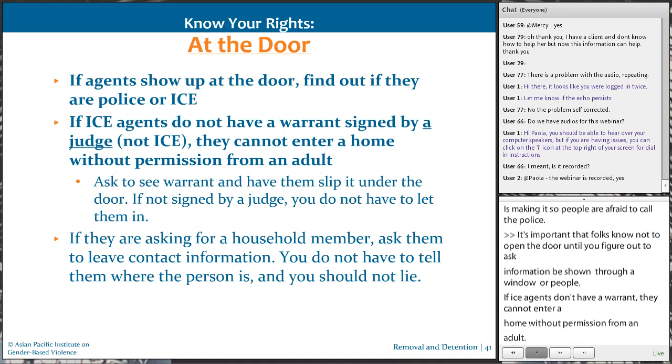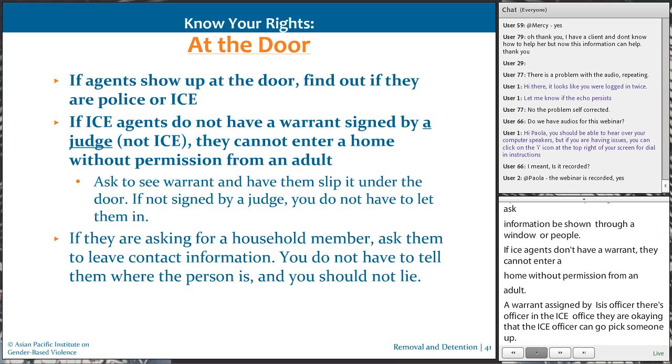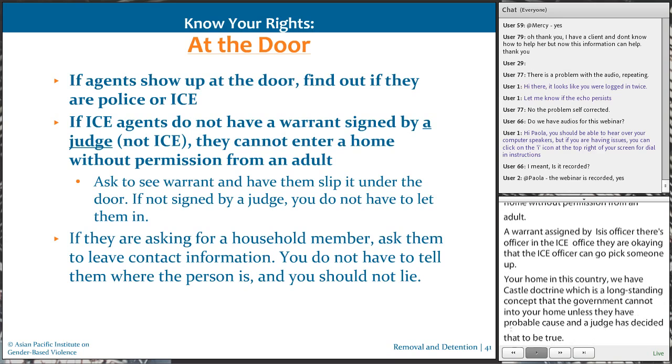A warrant that is signed by an ICE officer is going to be on a form I-200 or an I-205. Essentially, it's like there's a supervisor in the ICE office who is okaying that their ICE officer can go out and pick up this person. That is not enough to enter somebody's home. In this country, we have what's called the castle doctrine. It's this long-standing concept that the government cannot enter your home unless they have probable cause and a judge has decided that to be true. Generally it plays out in different ways. You have the right to defend your home, and we won't go into all of that. But an ICE warrant is not enough.